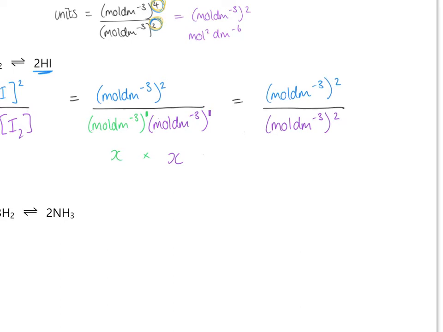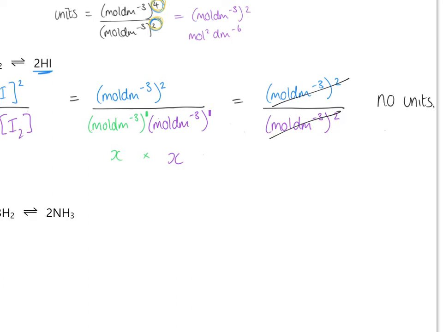And what we can see from this example is that we have moles per decimeter cubed squared on the top and the same on the bottom as well. So actually these terms of units of concentration cancel out. And so for this equation, Kc has no units.